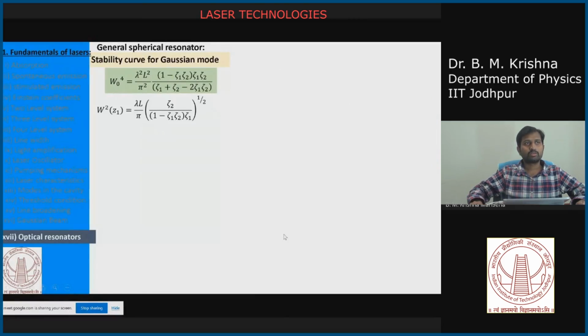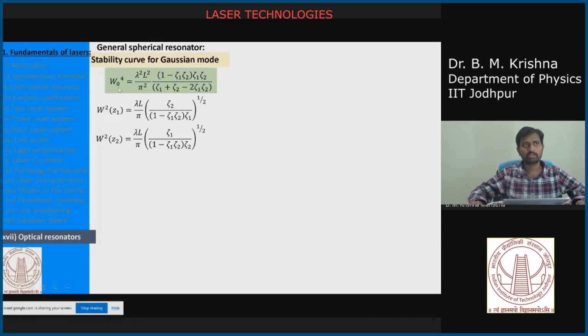Now from this expression, once you know the W naught, we know the formula to get W of Z. W of Z is your beam size, which changes as you propagate away from your focal region. So your W of Z depends upon your W naught and the position where you are measuring. We have discussed that equation in our previous classes. You substitute this W naught in that equation, then you will get W square at position Z1 equals lambda L by pi, zeta 2 by 1 minus zeta 1 zeta 2, into zeta 1, whole power 1 by 2. Similarly, you will get it for the position Z2, so that means these are the beam sizes at the mirror M1 and mirror M2.